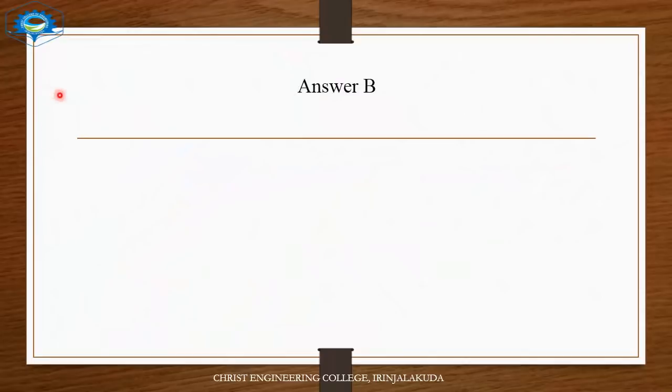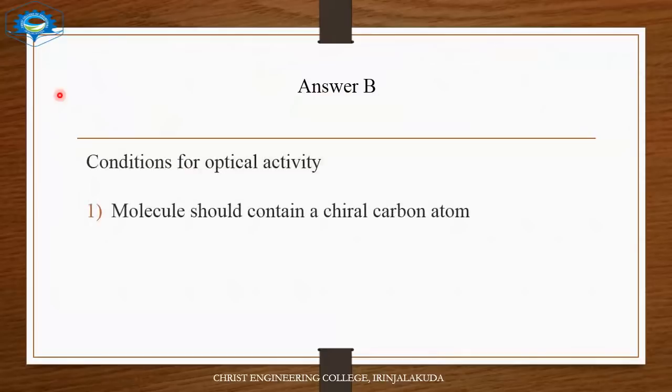Okay, the molecule which exhibits optical isomerism. We have to check the optical activity. How will we check the optical activity of a molecule? There are 3 conditions to check optical activity of a molecule. Condition 1, the molecule should contain a chiral carbon atom. What is a chiral carbon atom?